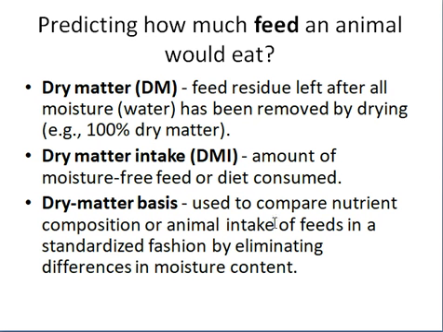And dry matter basis is used to compare nutrient composition of animal intake of feeds in a standardized fashion by eliminating differences in moisture content. So if we want to compare two, three forages or fodders, we just dry them to eliminate the factor due to moisture or water, and then we compare them on a dry matter basis.